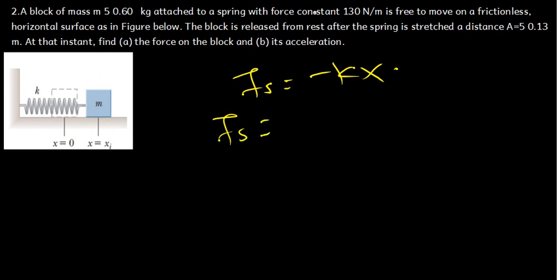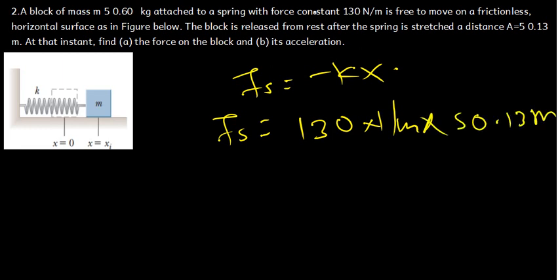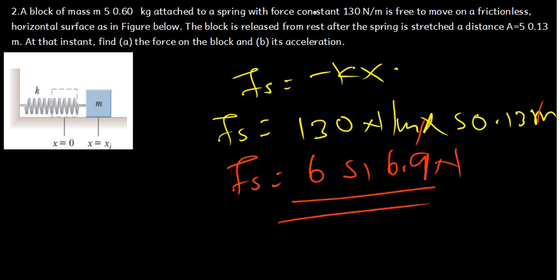Okay, so the spring constant is 130. We are going to ignore the negative because we want to get the magnitude of the force. So we have newton per meter times the x value, 50.13 meters. So the meter and meter will cancel. So we're going to have 130 times 50.13. Okay, so I have got 6,516.9. So my resultant force is going to be equal to 6,516.9 newtons. So that is part A.